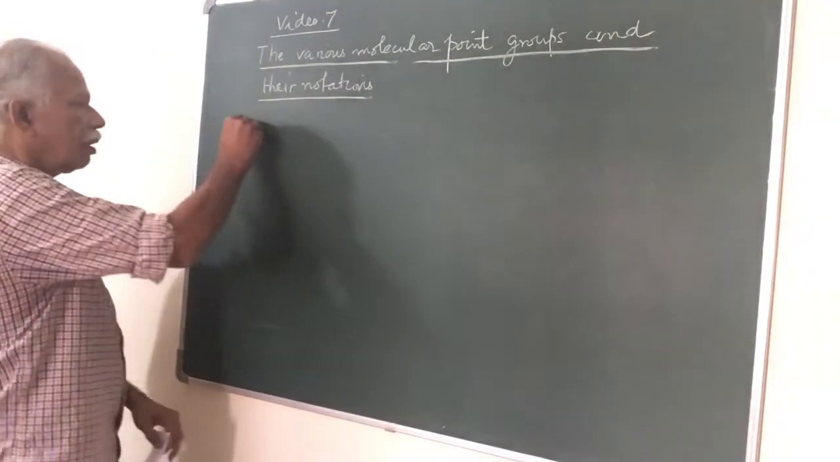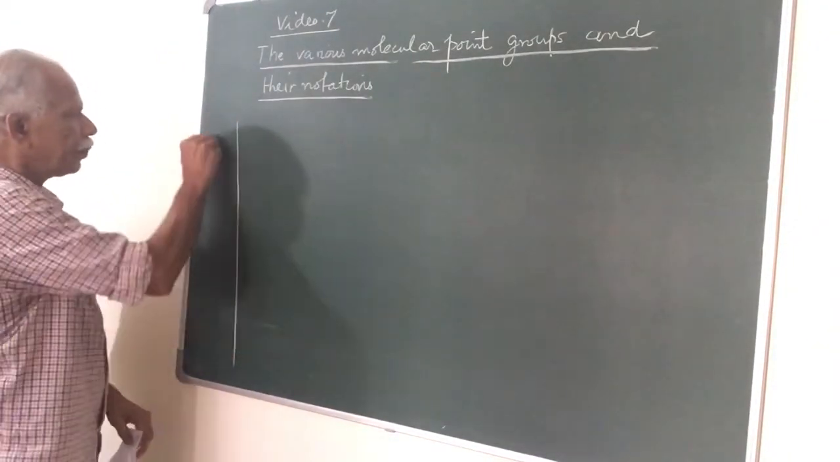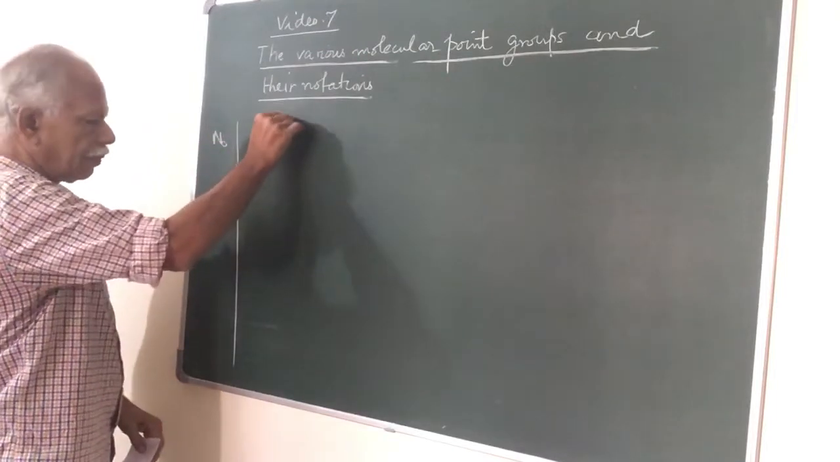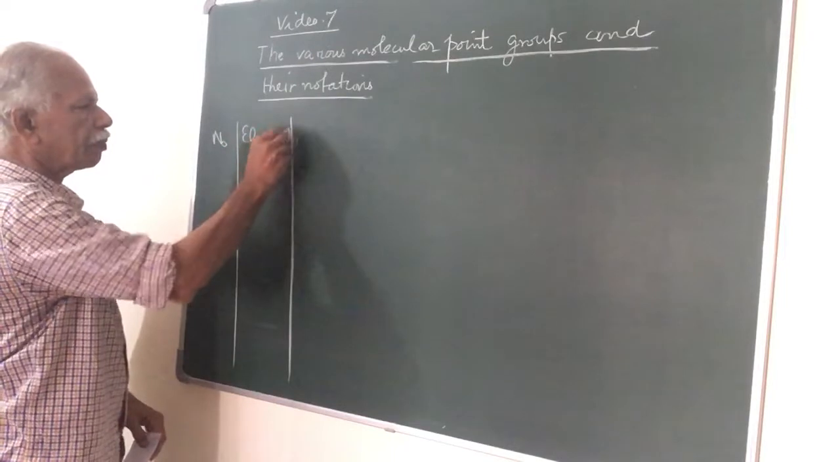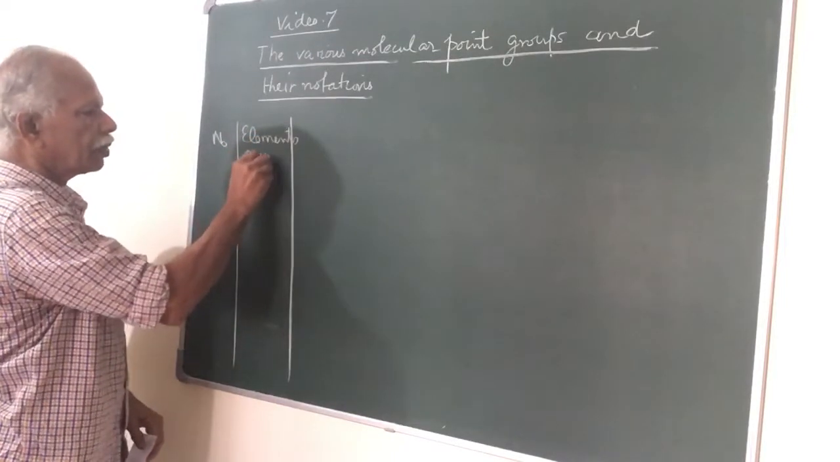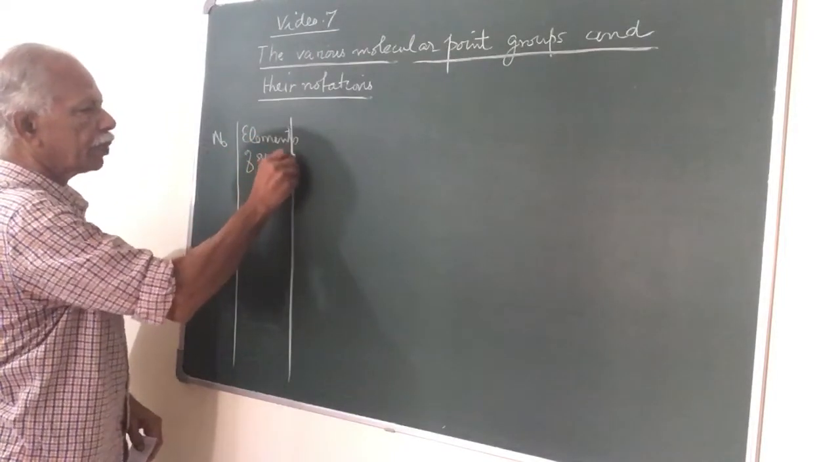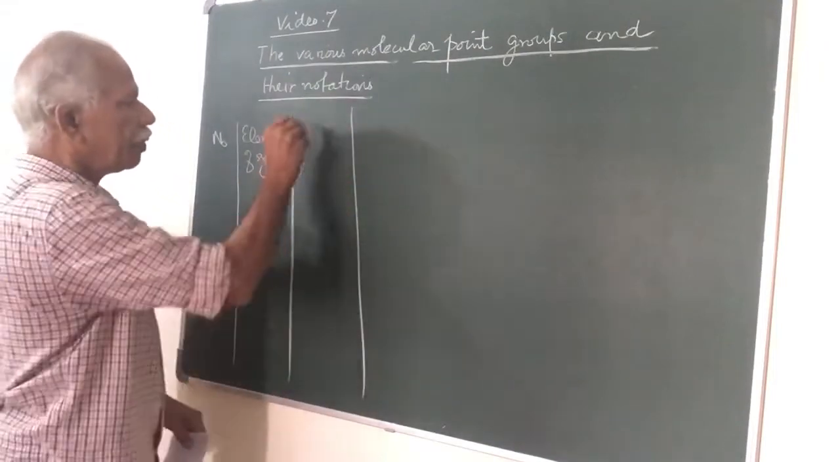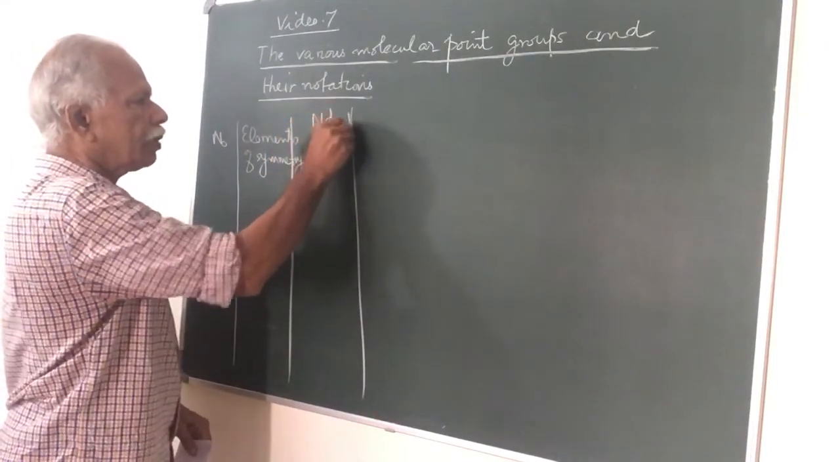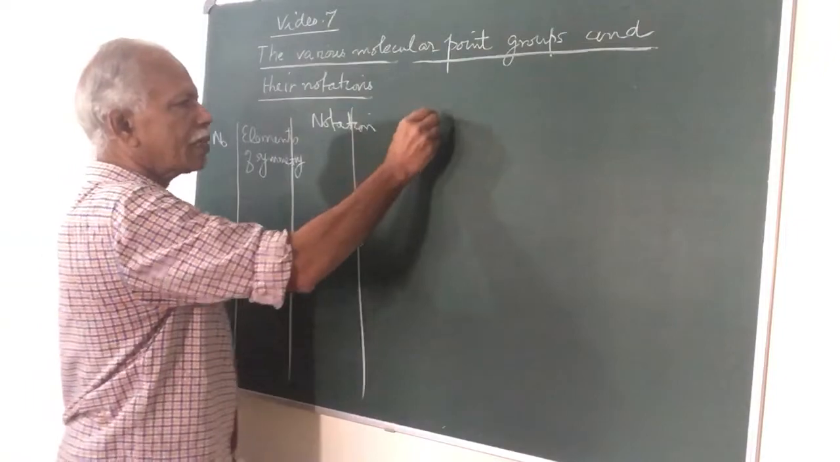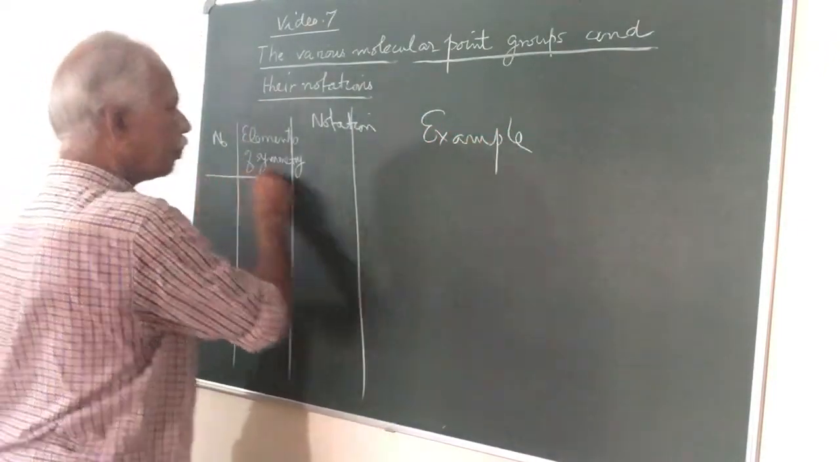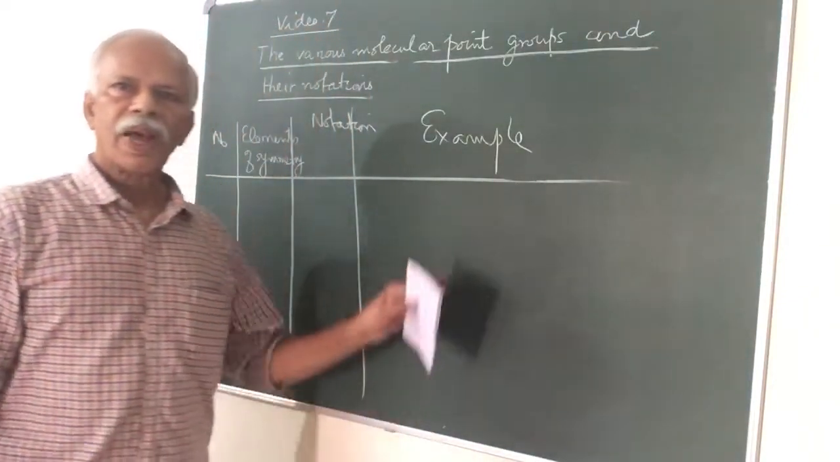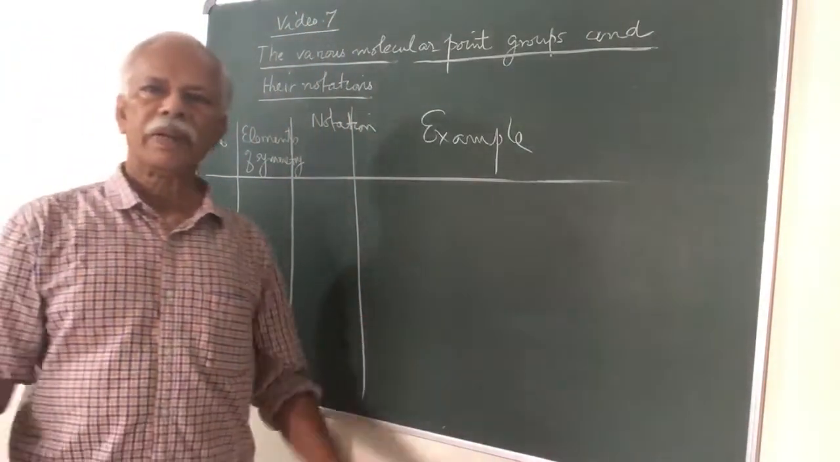First, number. Second, elements of symmetry. Third, notation. And fourth, example. The last column is made rather wide.